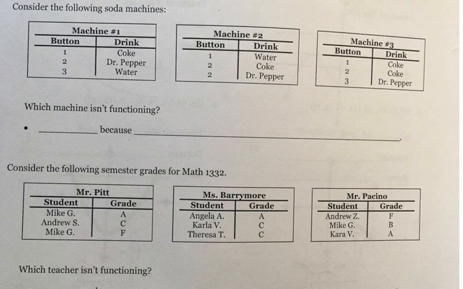And machine 2, we have button 1 giving water, button 2 giving Coke, and button 2 giving Dr. Pepper. Then we have machine 3, where button 1 gives Coke, button 2 gives Coke, and button 3 gives Dr. Pepper. So which of these three machines isn't functioning? So let's think about what that means.